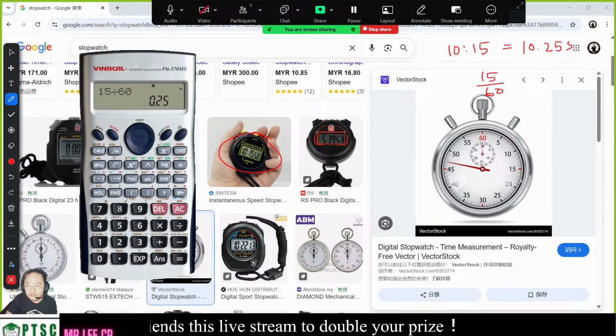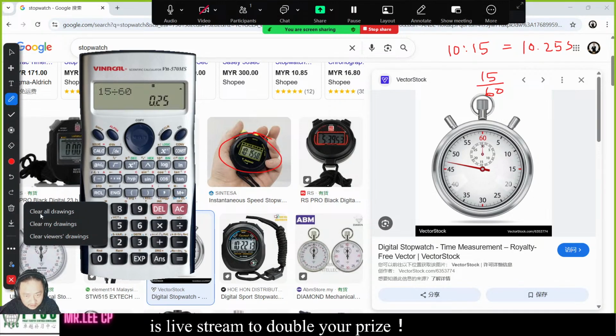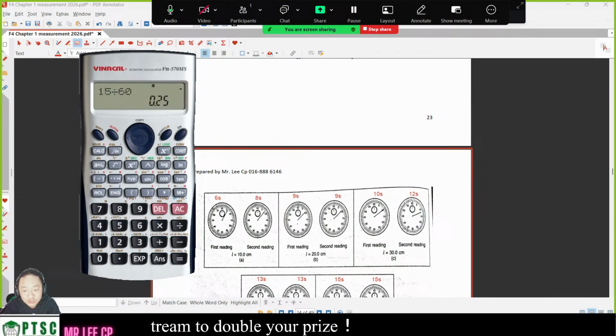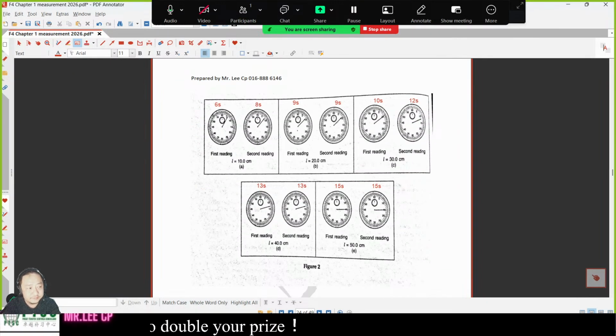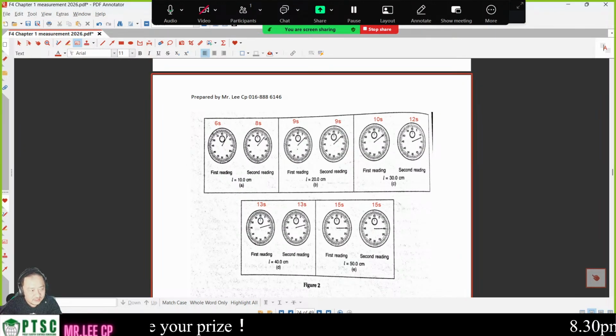That's why we use this one. Alright, see which one do you use, right? So your decimal depends on what kind of stopwatch, what kind of ruler, what kind of measuring instrument that you are using. Right? Okay.